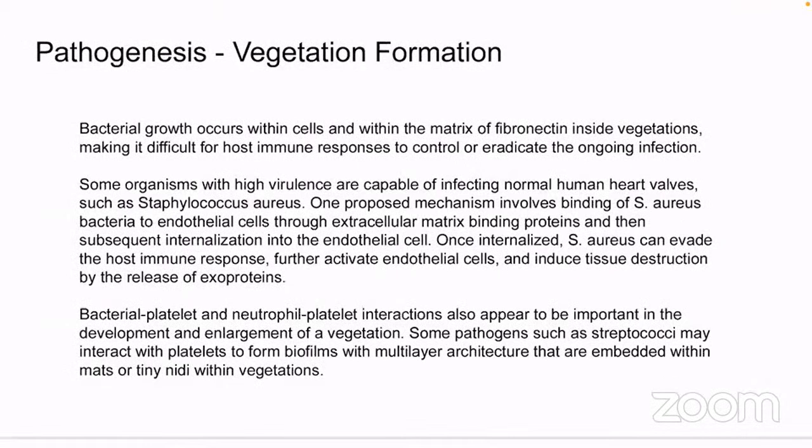So bacterial growth occurs within cells and within the matrix of fibronectin inside the vegetation, making it difficult for host immune responses to control and eradicate the ongoing infection. Some organisms with high virulence are capable of infecting normal human heart valves, like Staph aureus. One proposed mechanism involves the binding of Staph aureus bacteria to endothelial cells through extracellular matrix binding proteins, and then subsequent internalization into the endothelial cell. Once internalized, Staph aureus can evade the host immune response, further activate endothelial cells, and induce tissue destruction.